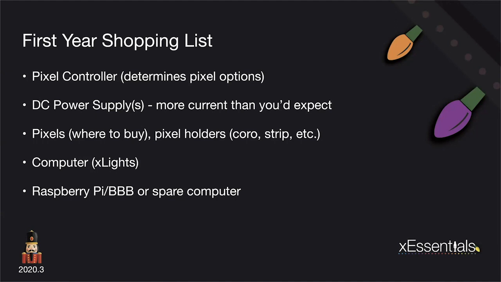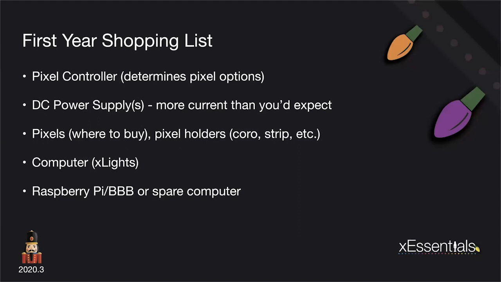You'll also need some pixel holders. I pretty much buy everything from Biscoyo. There are other vendors out there. I just don't have any experience with them. You can buy Coro, you can buy Strip, and these are things that you punch pixels into and they create shapes or put everything in a straight line. So you will need some of those.